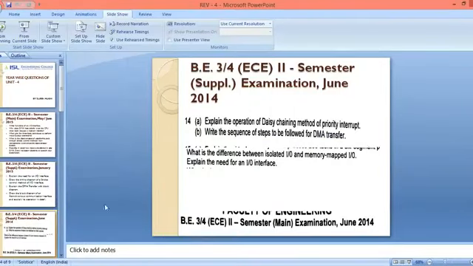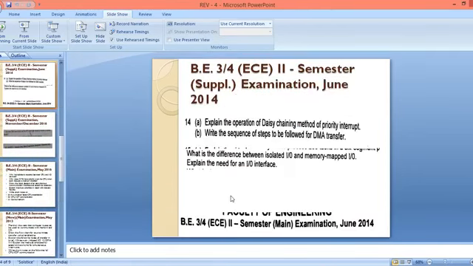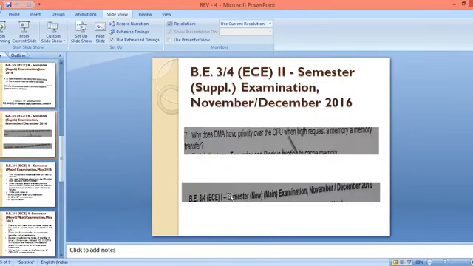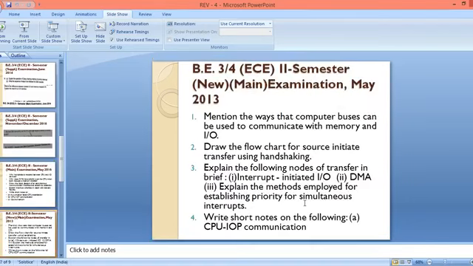Okay, next. June 2014 finished. Next comes December 2016. He asked about DMA. We'll be coming to it in the coming slides. We'll discuss DMA topic by topic. Next one is handshake signals, block diagram, interrupt priorities. This also we'll see in the coming slides.